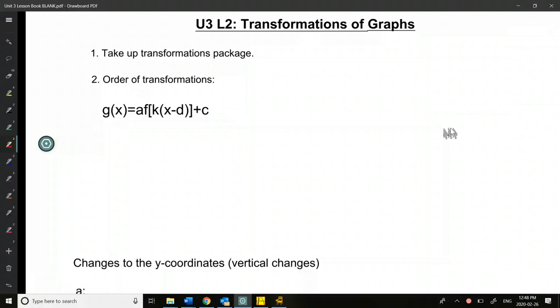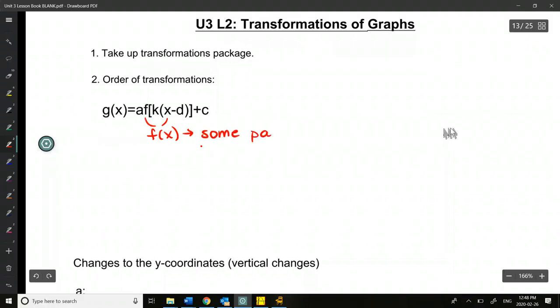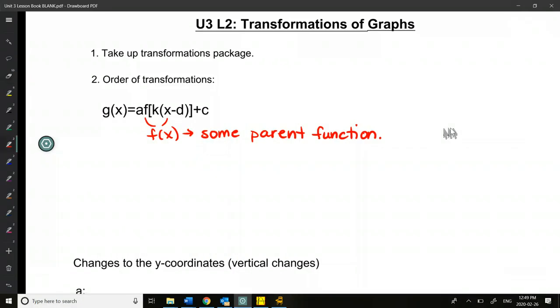And that was the equation that takes our parent function, f of x, and performs transformations. So here, f of x is representing some parent function. In your package from yesterday, you mostly observed parent functions of x squared, so quadratic, and then the square root of x, and how the graph could change based on A, K, D, and C transformations.